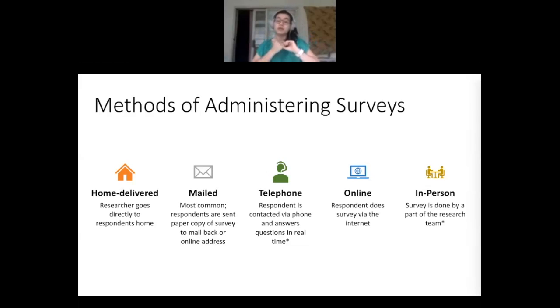So people will be called on their cell phone or home phone and asked to take a survey then and there. Or sometimes researchers will ask to schedule an appointment for a survey. There are online surveys that are done via the internet, and then there are in-person surveys done as well. So people might be recruited to do a survey and they have to go to a specific location or meet the researcher at a specific time.